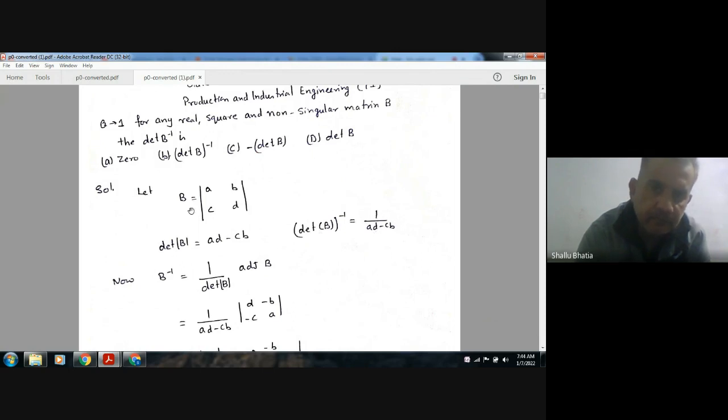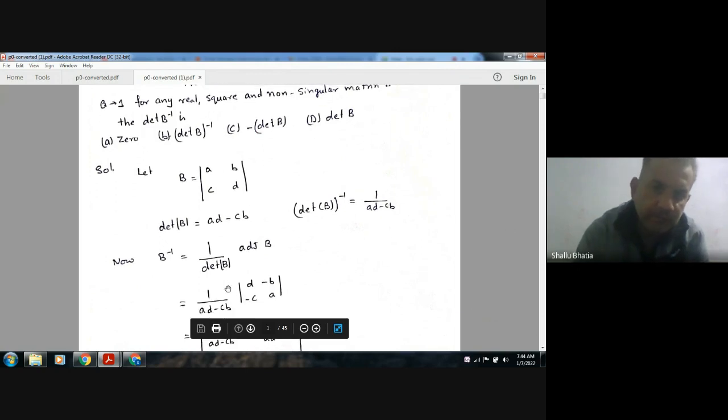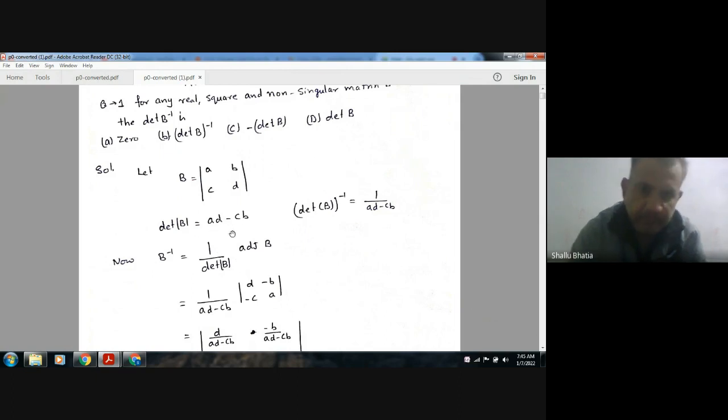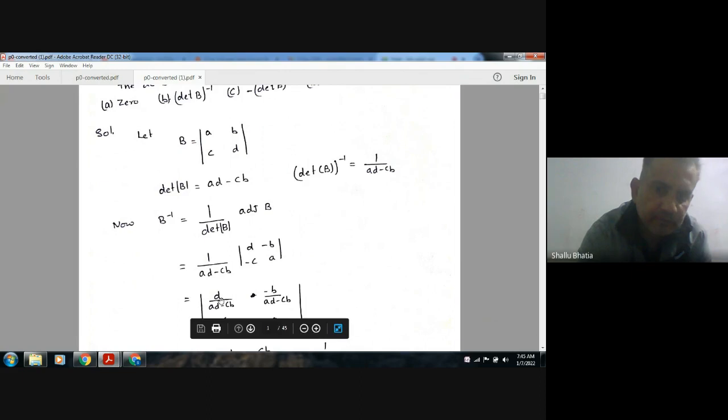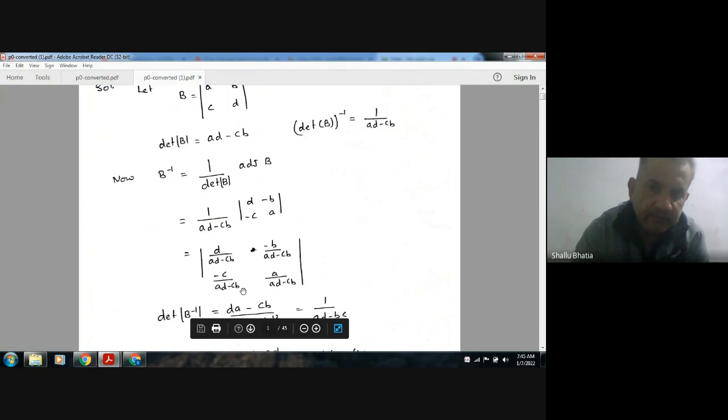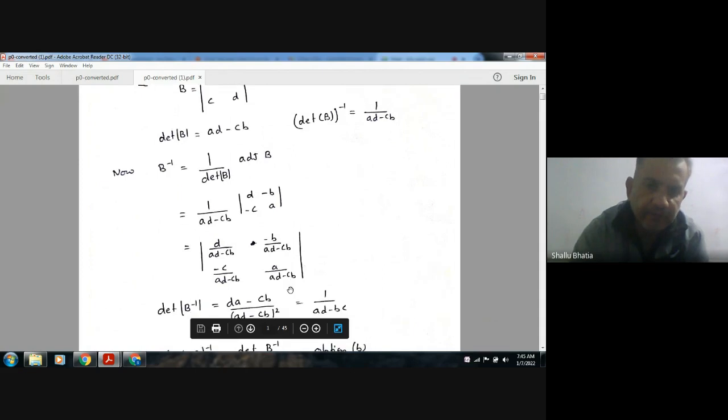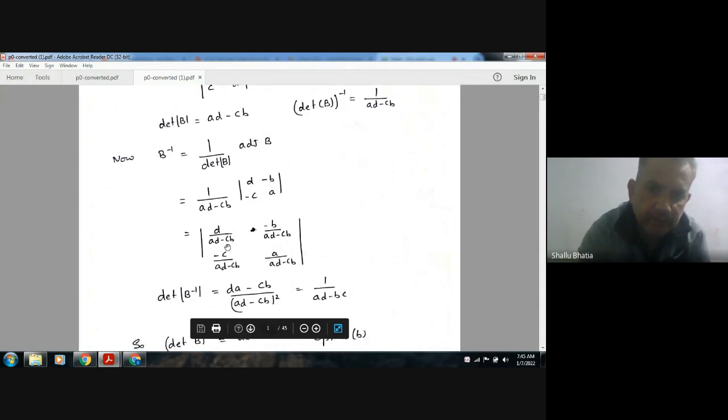Now the inverse of this matrix is the adjoint of the matrix divided by the determinant of B, and the adjoint is nothing but interchanging the diagonal elements and changing the sign of the others. The determinant of B is just AD minus CB. So the B inverse matrix becomes D by AD minus CB, minus B by AD minus CB, minus C by AD minus CB, A by AD minus CB. Now if we find its determinant, it will be multiply and minus.